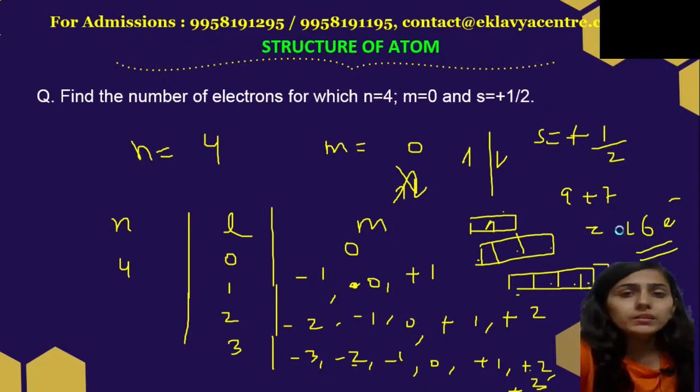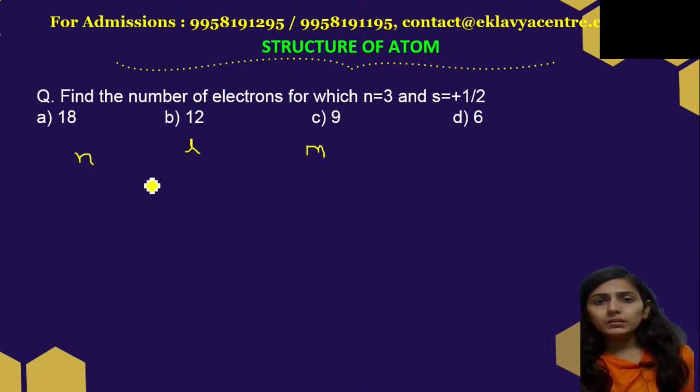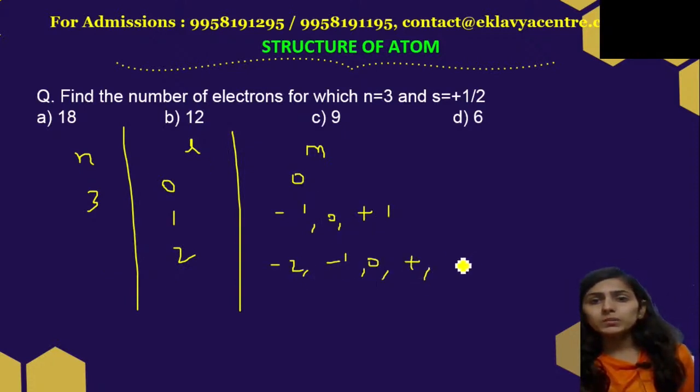Right? Next we have the number of electrons for n equals 3. n is 3, we have l as 0, 1 and 2, and it's a similar question. m is 0; minus 1, 0, plus 1; minus 2, minus 1, 0, plus 1, plus 2. Again, we know that in one orbital we have 2 electrons, but here only one is possible, so 1, 2, 3, 4, 5, 6, 7, 8, 9. 9 is the correct answer.